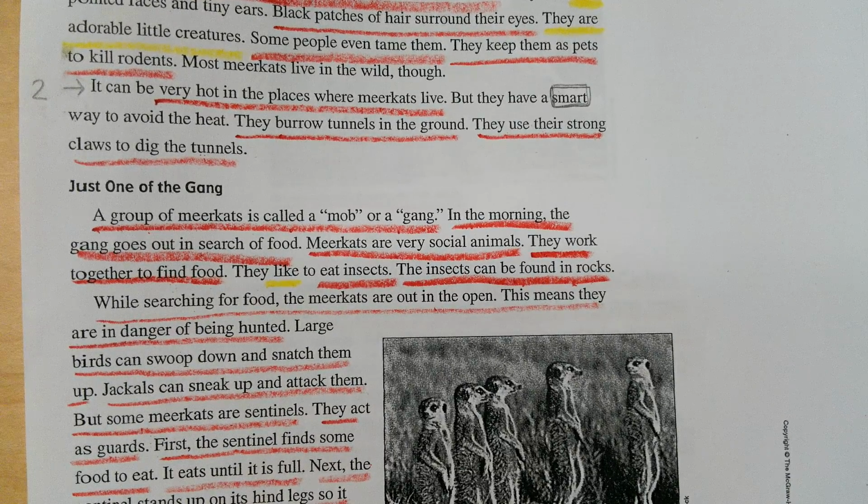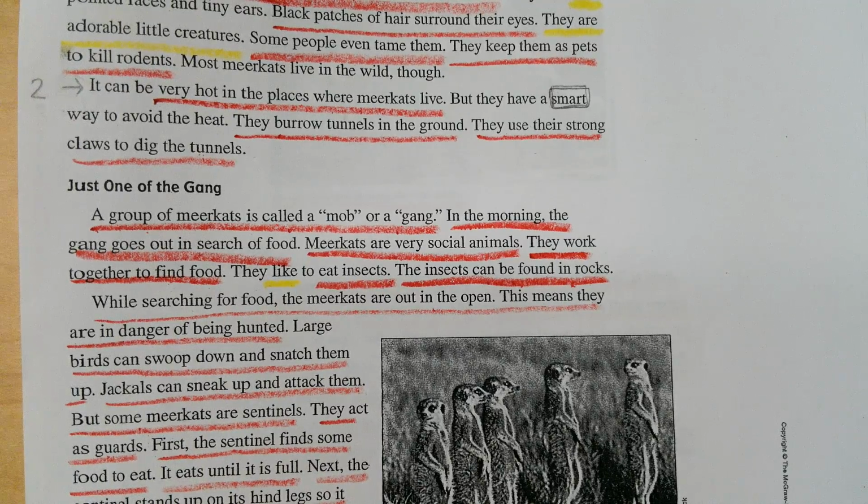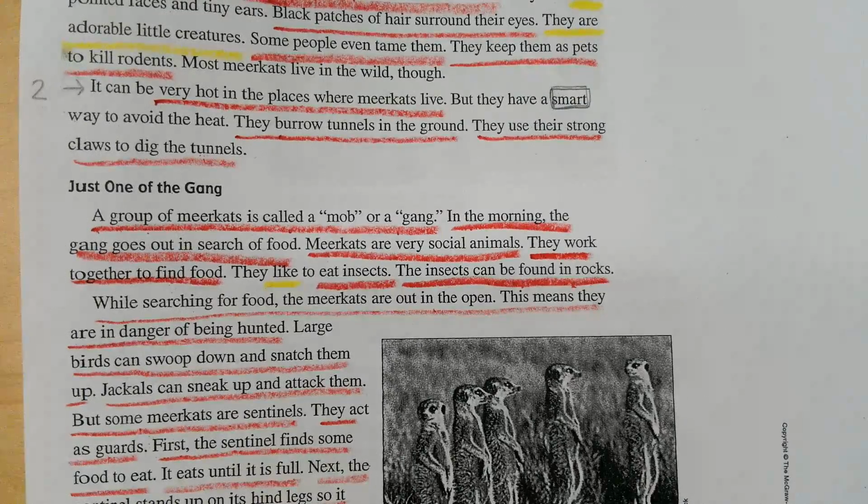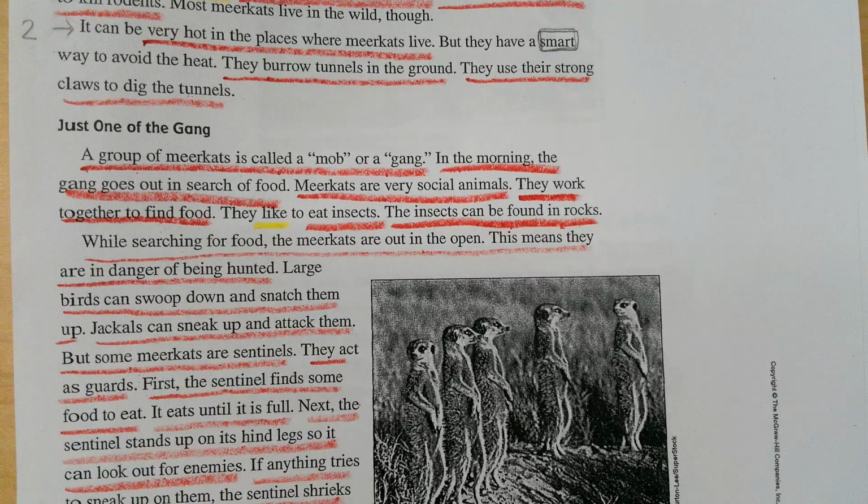Just one of the gang. A group of meerkats is called a mob or a gang. In the morning, the gang goes out in search of food. Meerkats are very social animals. They work together to find food. They like to eat insects. The insects can be found in rocks. While searching for food, the meerkats are out in the open. This means they are in danger of being hunted.